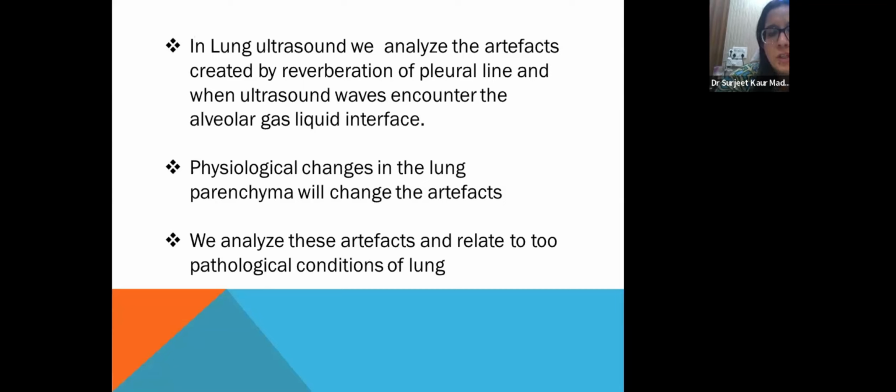When the ultrasonic beams hit the air or the bone, they reflect back and create lines which are known as artifacts. The machine shows the patterns of those artifacts on the screen. Whenever there are physiological or pathological changes in the lung tissue or the pleural line, these patterns of artifacts also change. And these changes in the artifacts we relate with a few pathological conditions in the lung.